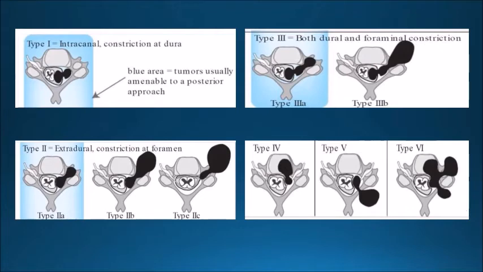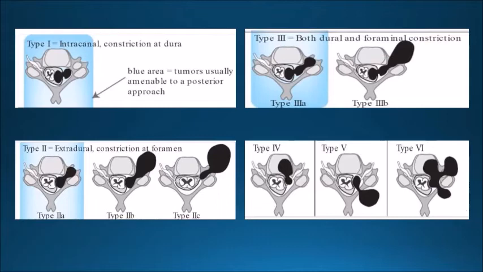Here we can see the classification system of the dumbbell spinal cord tumors. To simplify this, type 1 is completely intracanalicular, or they stay within the spinal canal. Then we can have type 2, where these are extradural, and they are further divided into three types according to the extension of the neurofibroma or the schwannoma. Then in type 3 we can have both components, where we have two constrictions. One constriction will be at the dura and the other constriction will be at the foraminal level.